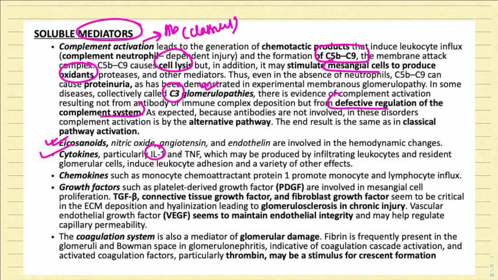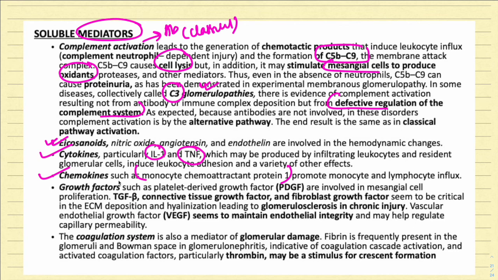Cytokines, especially interleukin 1 and TNF, are produced by the infiltrating leukocytes, especially the macrophages. They will induce further inflammation and cause more release of adhesion molecules, so more infiltration will be there. Chemokines like C5a, as I told you, or MCP-1 are released.